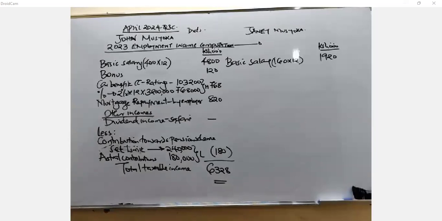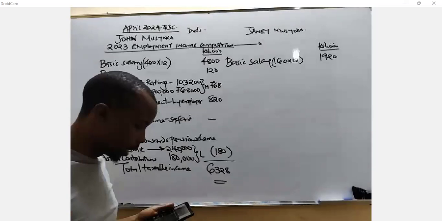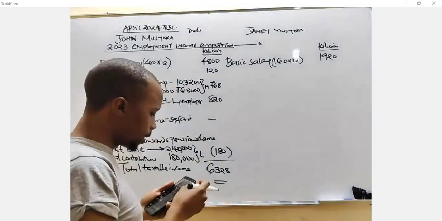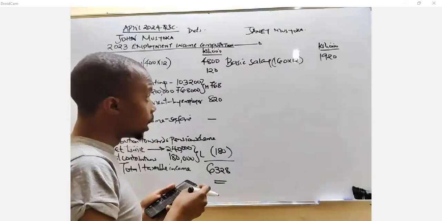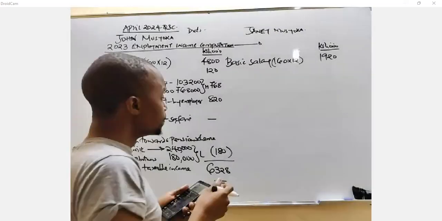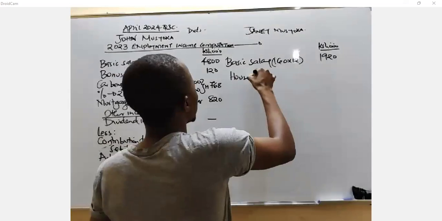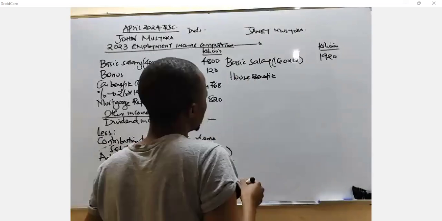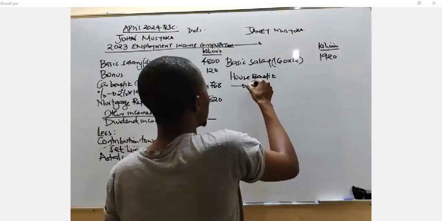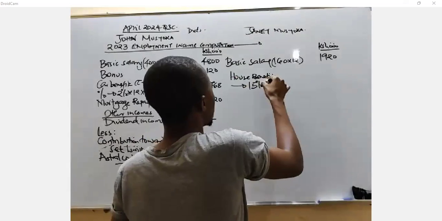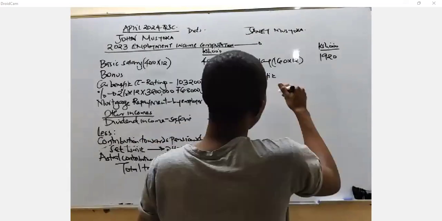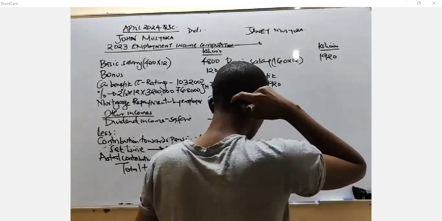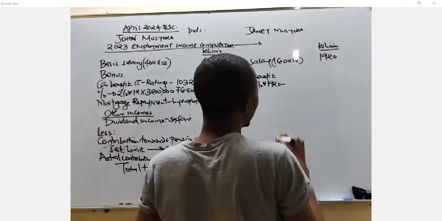Okay. So in simple terms, when you look at it, she has house benefits. So how will the house benefit be computed? We said we take 15% of the employment income, which is 1920, minus the amount which you are contributing. How much is she contributing?